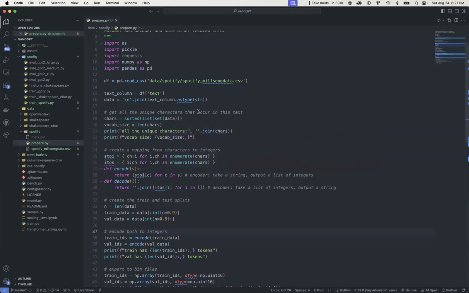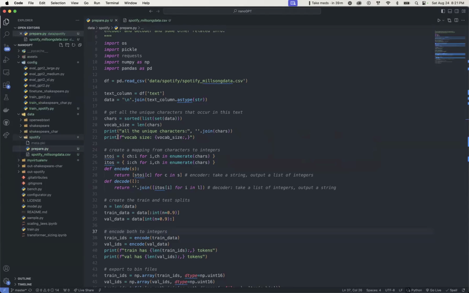So first we have this Spotify million song data.csv. I have downloaded the CSV file from Kaggle, and we'll be using that same CSV file for preparing the training data and validation data. First, let me run this prepare.py. Don't worry to see this huge code base. There is no intention for us to make you understand any of this code. We just want to show you this process of training a GPT from scratch and then inferring from it.